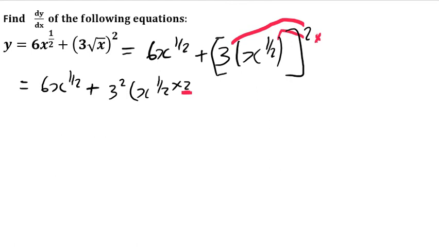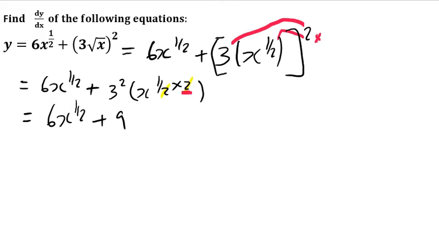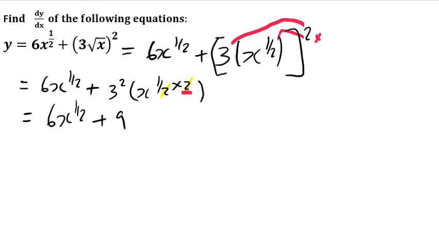Okay, that's your exponential rules there. So you're going to get your 6x to the half plus 9. Then remember, these two are multiplying, so it's going to cancel. You're going to cancel those two. Just remember that. Then you're going to have your x here, x to the power 1, so you can just write x.